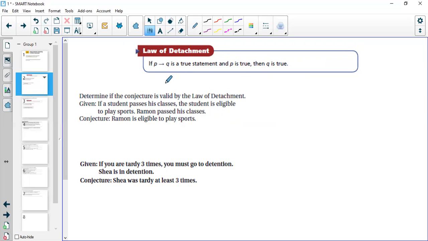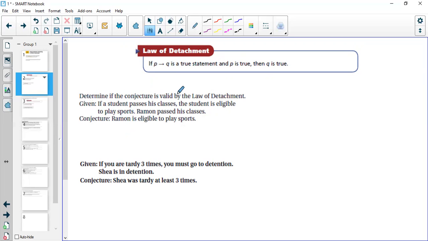So the law of detachment says: if P then Q is a true statement and P is true, then Q is true. You might be wondering what this is. Let me clearly explain the law of detachment. It has the hypothesis and the conclusion. If the hypothesis, then the conclusion is a true statement, and P, that is the hypothesis, is true, then definitely the conclusion is also going to be true. Let's see further how we can analyze this using an example.